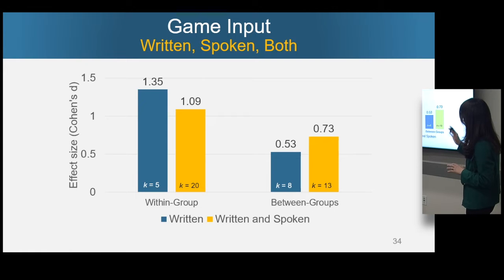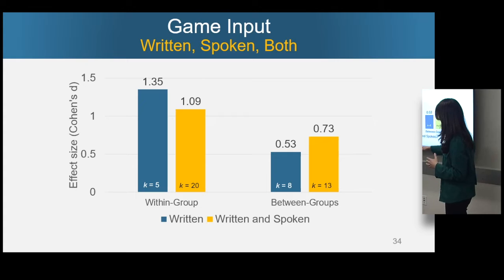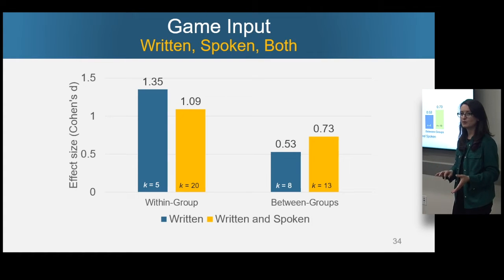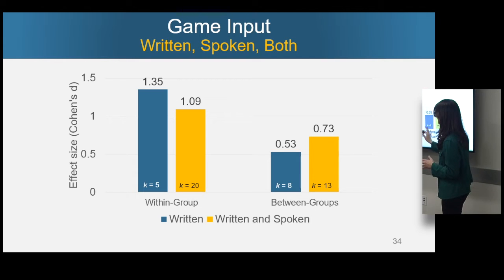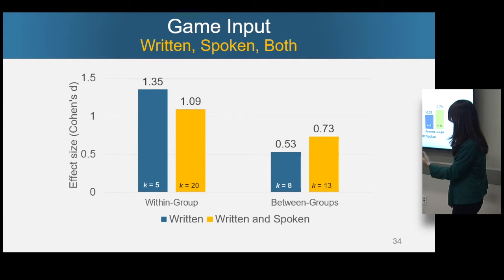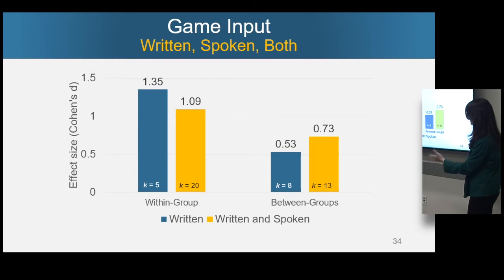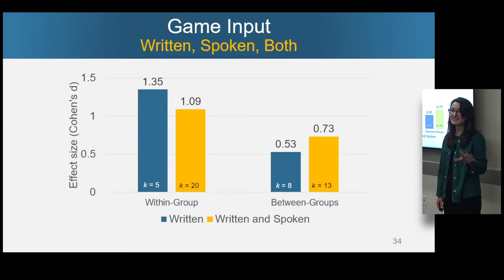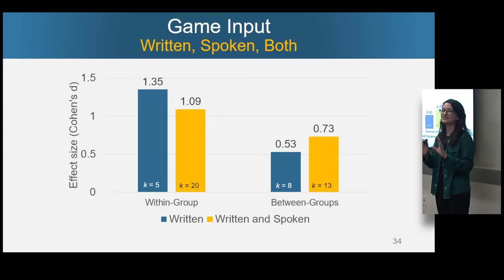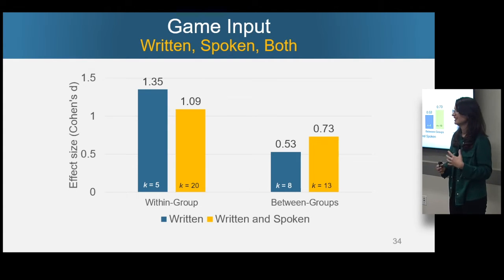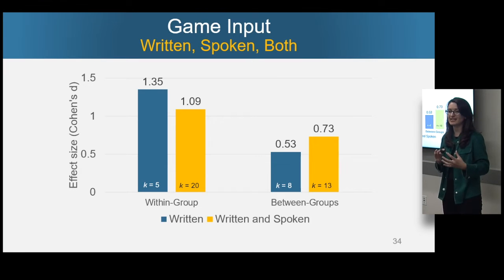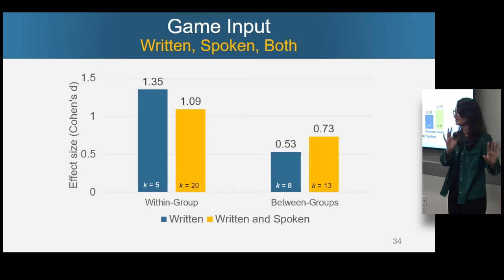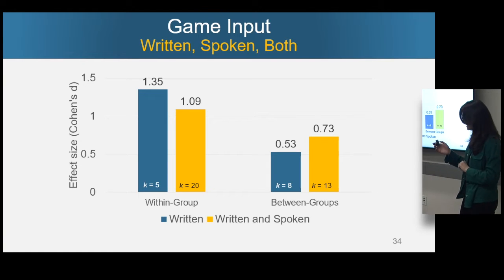And then looking at game input. So for game input, we didn't have any studies that used a game that provided learners with only spoken input. So it was either written or written and spoken input. But here, we didn't see any differences between games that provided only written and games that provided both written and spoken input. So we were kind of surprised by this, and I'm not going to talk much about this because Daniel is going to tell you all about the input in games and how they vary depending on the various game designs that we have within games. So I'm going to let Daniel talk more about that in the second study.